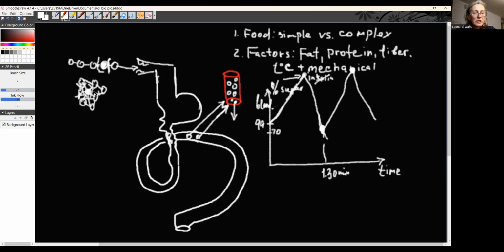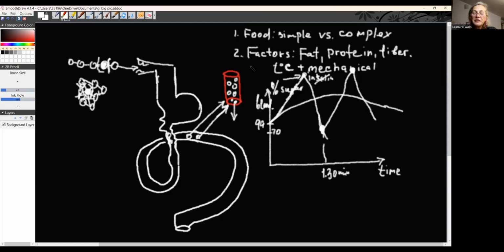Complex carbohydrates take time to break down. As a result, complex carbohydrates never behave like simple carbohydrates. Sugar never goes that high and never goes that low because of the number of connections that need to be broken.